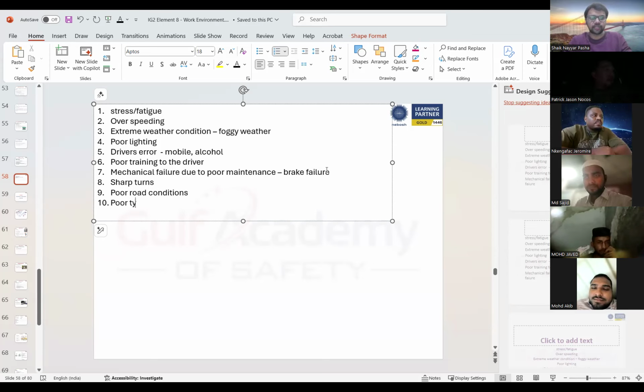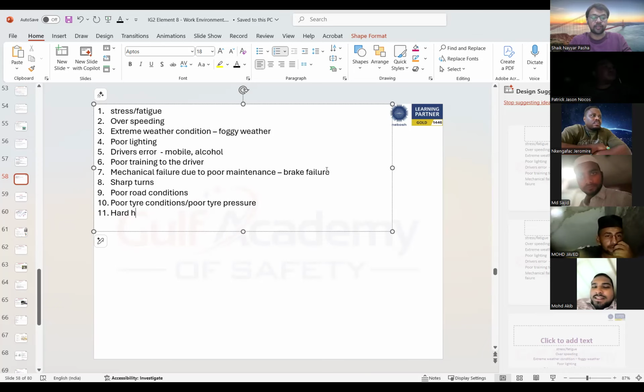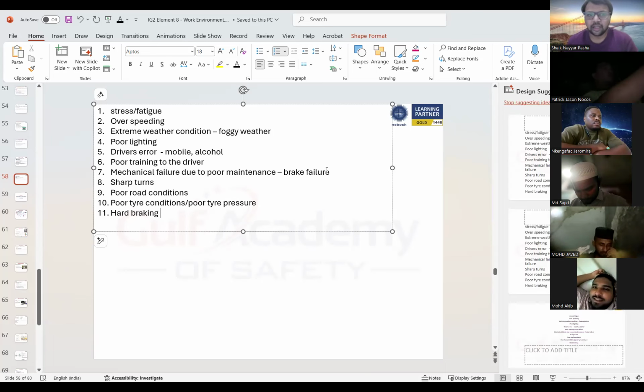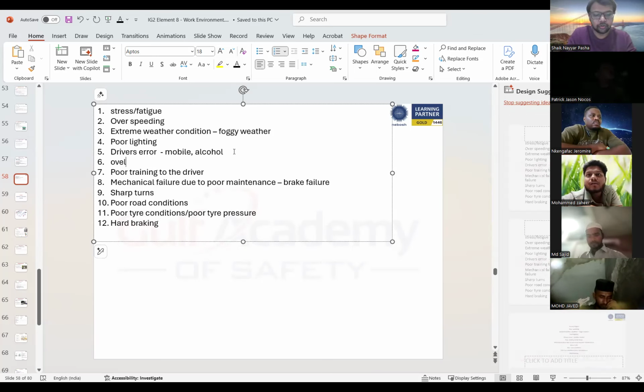Poor tire pressure, tire condition. Poor tire conditions or poor tire pressure, or hard braking of the vehicle. You suddenly start hard braking. Suddenly you put a brake, the driver might lose control, and it would result in this. And distraction while driving. Overloading, yes, perfect. Overloading of the vehicle is also one of the reasons.